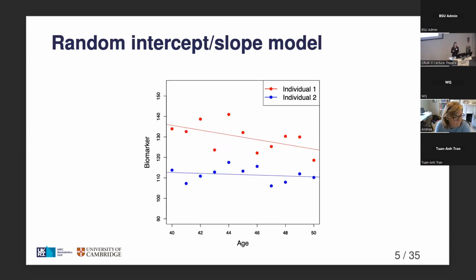So what does this look like? Well, it might look like a random intercept slope model, for example. This is data generated from a mixed effects model where the two individuals in the graph have different intercepts and different slopes, assumed normally distributed.